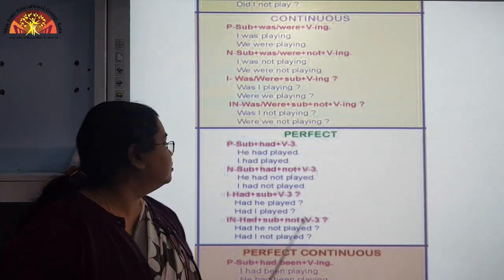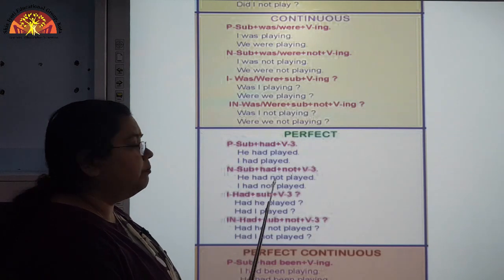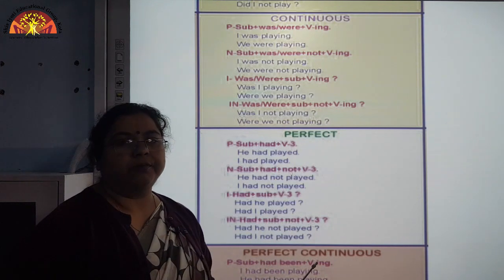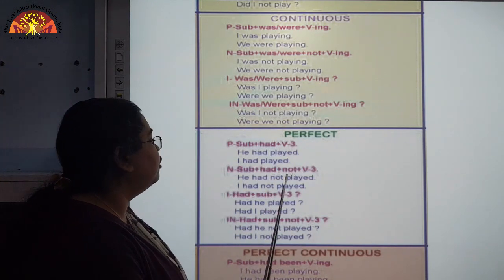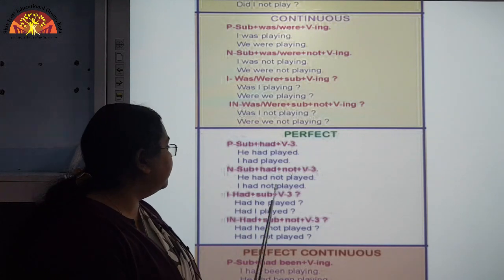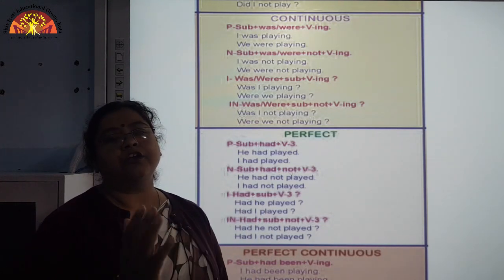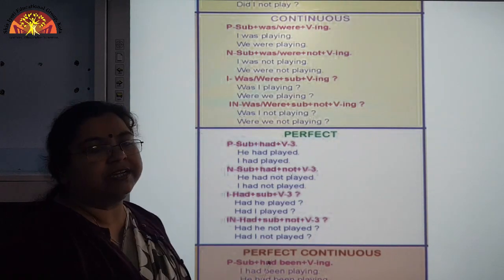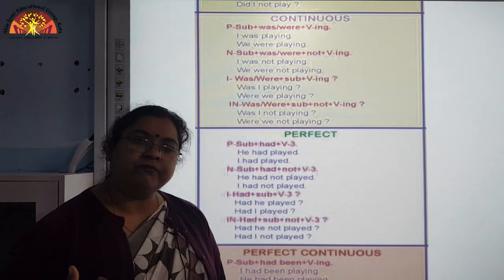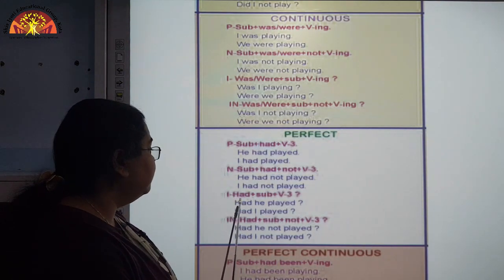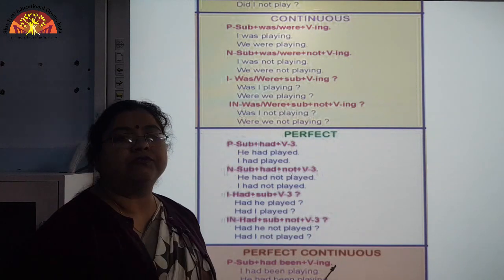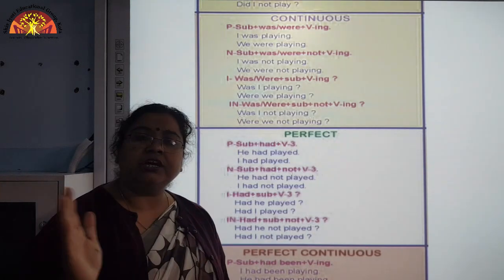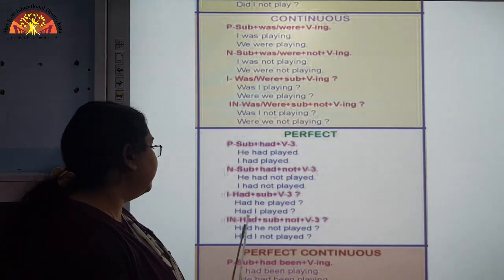So, negative sentence: subject plus had plus not plus third form of the verb. Here: he had not played, I had not played, she had not finished her food. Now, interrogative sentence. For interrogative we will again bring the helping verb first. So, had plus subject plus third form of the verb. So, had he played? Had she finished her food? Had I played?